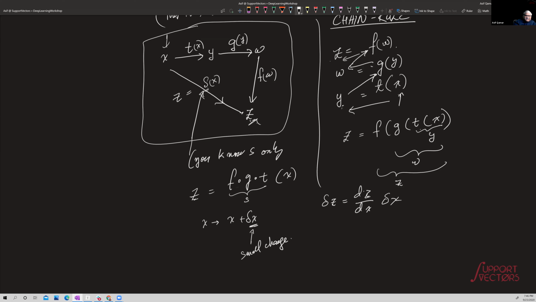So a simpler way to say it is that Z final or Z next would be equal to the current Z, and suppose you made a small change in X, plus the derivative times a small change in X.